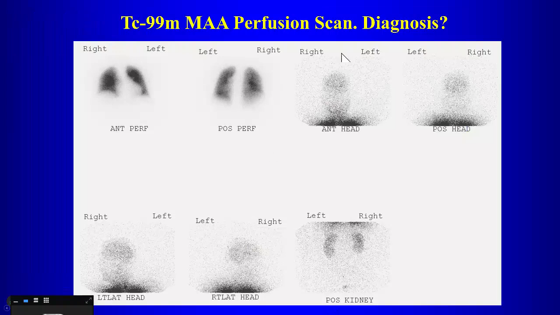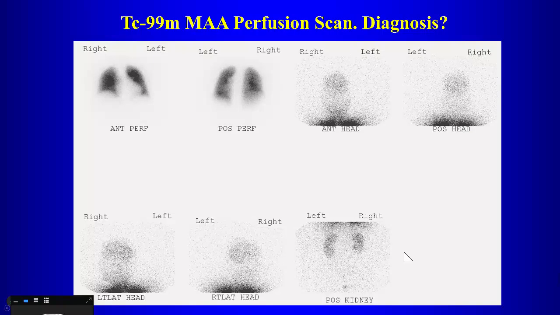Well, here's a perfusion scan, MAA perfusion scan on this patient. What does it show? Shunting. Shunting? Well, how do you know there's shunting? What kind of shunting? Right to left. But how do you know right to left? How do you know there's right to left shunting? There's uptake in the brain and the kidneys, okay?